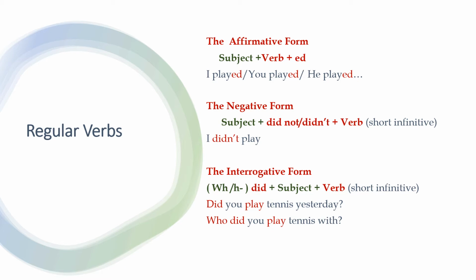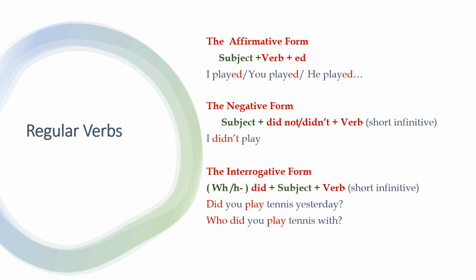Notice that because we used didn't, which is already in the past, the verb did not take the ending ed. We don't need to do it because we use the past tense of the auxiliary verb. I didn't play.